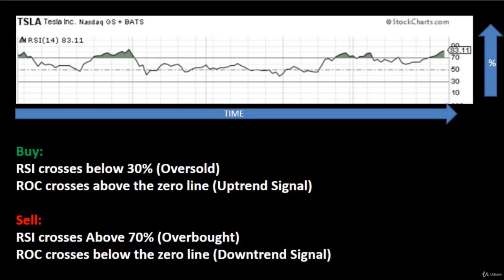Let's take a look at that. So if we look at this sample RSI chart here, as we know with the relative strength index, if the lines are crossing below 30%, that means it's oversold and would be a buying opportunity. And if the RSI crosses above 70%, that's indicating an overbought situation and a sell opportunity.